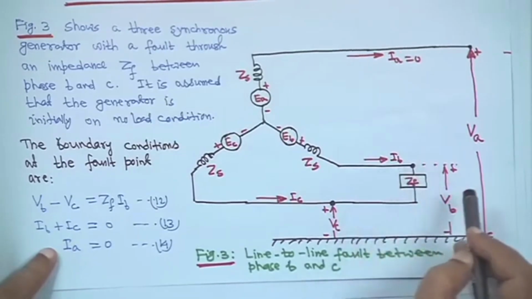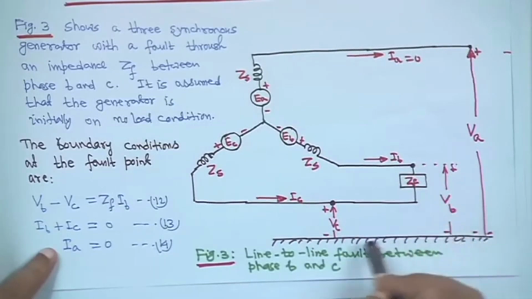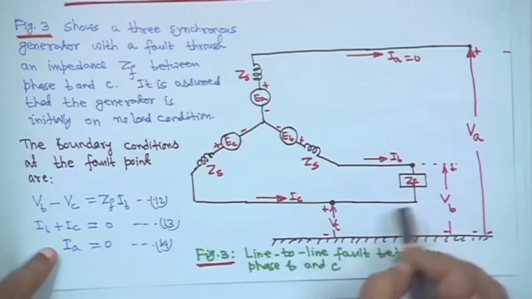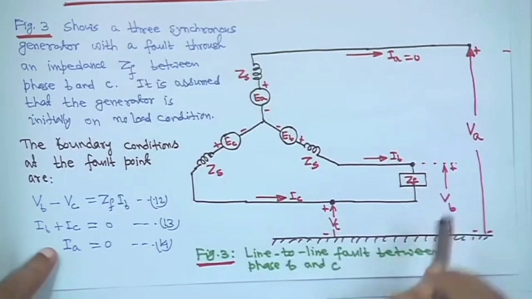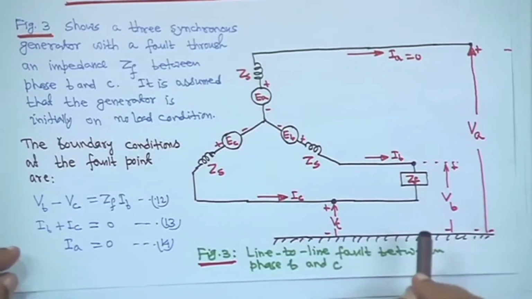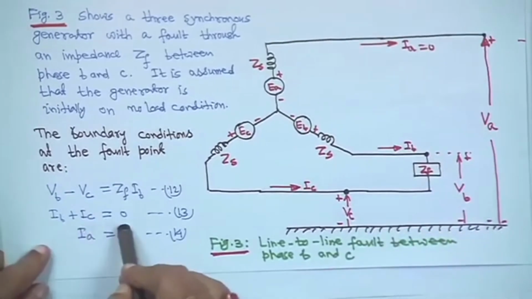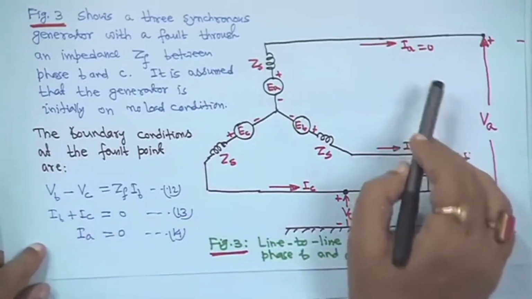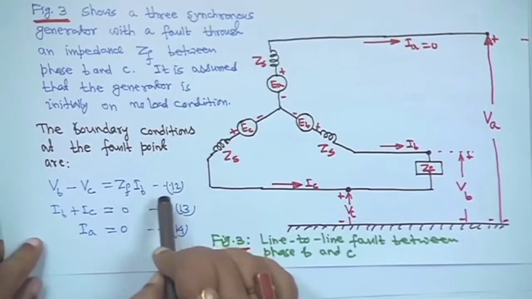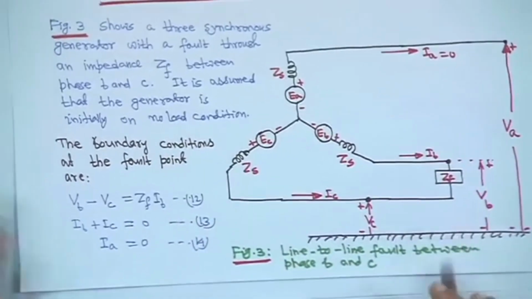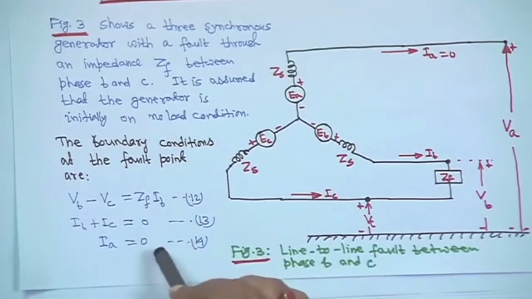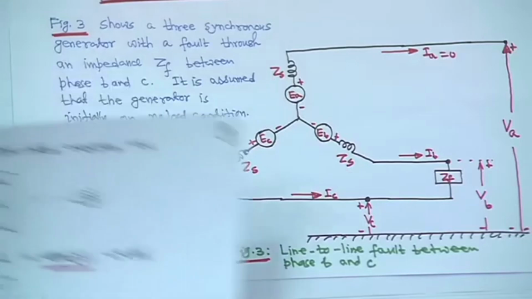So, it will be VB minus VC is equal, that means in this way you put IB into ZF plus VC minus VB is equal to 0. Therefore, VB minus VC is equal to IB into ZF. So, that means IB plus IC is equal to 0, this is another condition, and IA is equal to 0. These are what we sometimes call boundary conditions at the fault point. So, that means now with this fault condition we will try to find out other things.